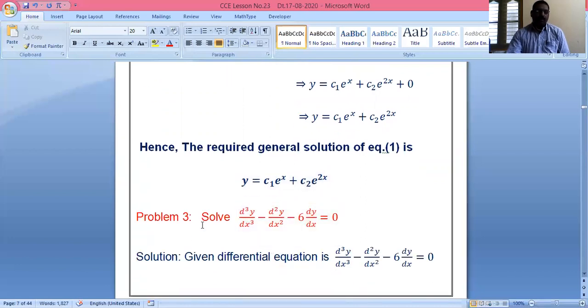Now, problem 3. Solve d cube y by dx cube minus d square y by dx square minus 6 into dy by dx is equal to 0.